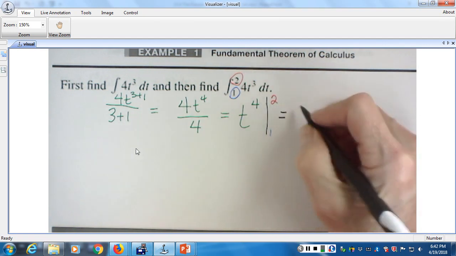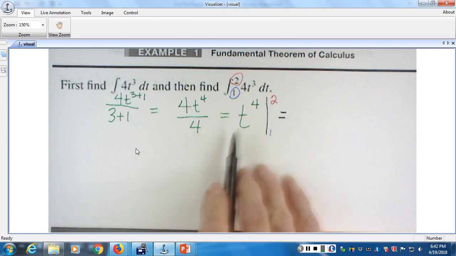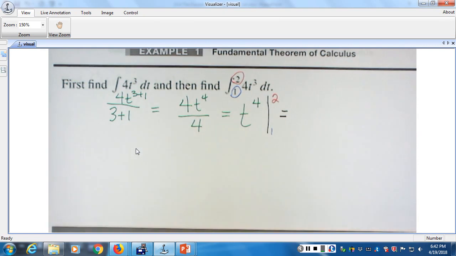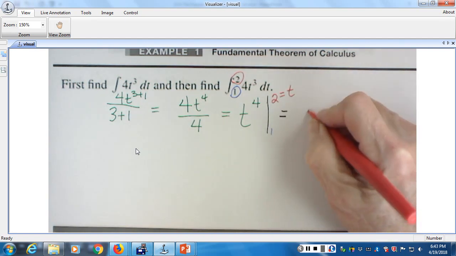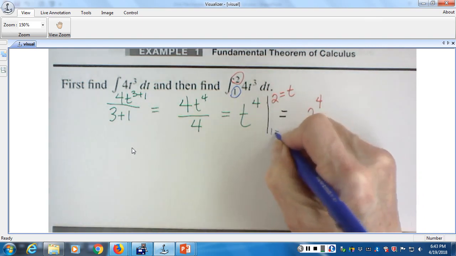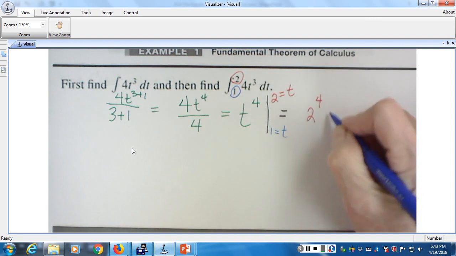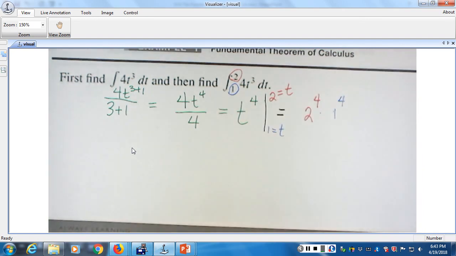And what that means is we're first going to find the value of this antiderivative, t to the fourth. First, we're going to use the 2 in place of t, which makes 2 to the fourth. Then we're going to use the 1 in place of the t. And then we're going to subtract the 2 of them.